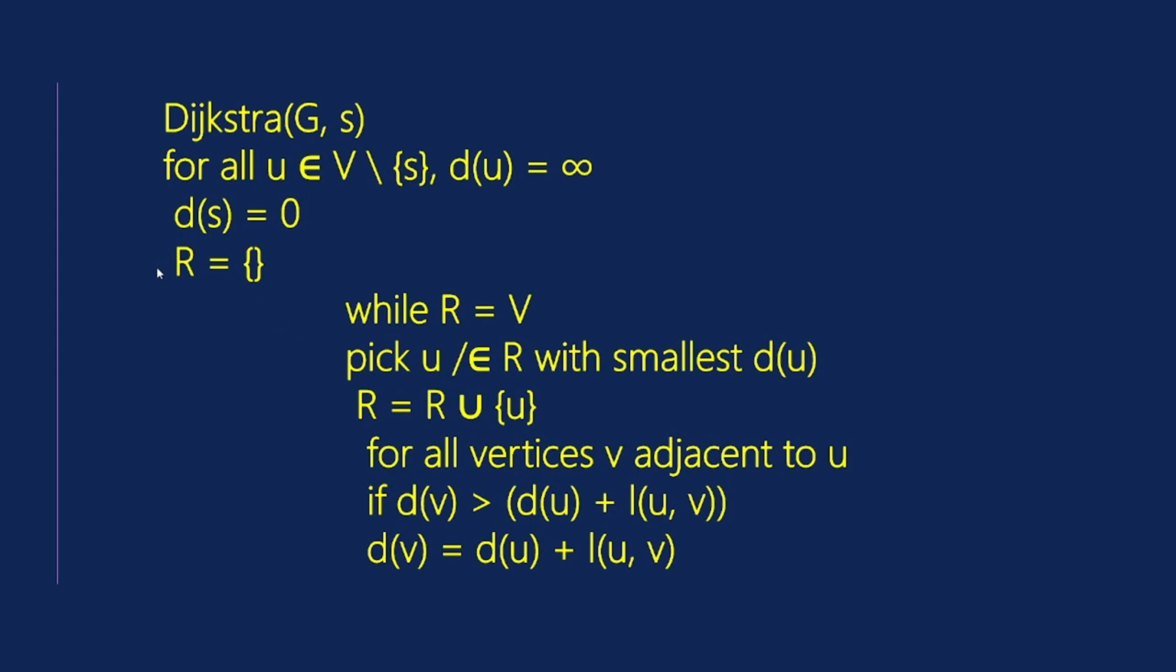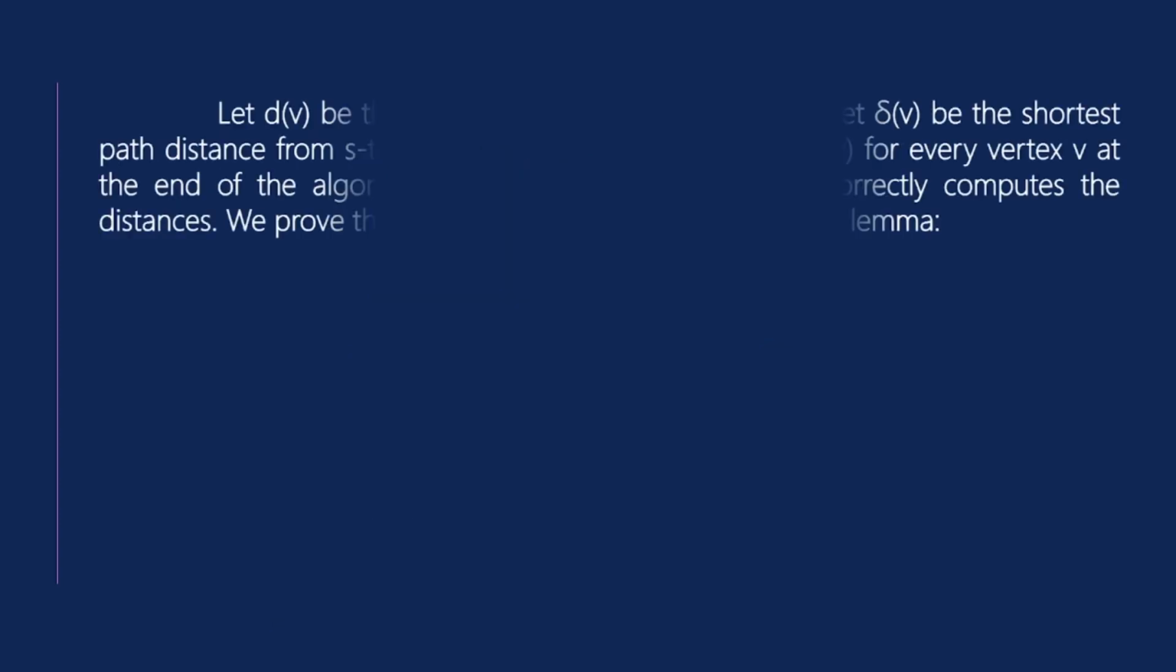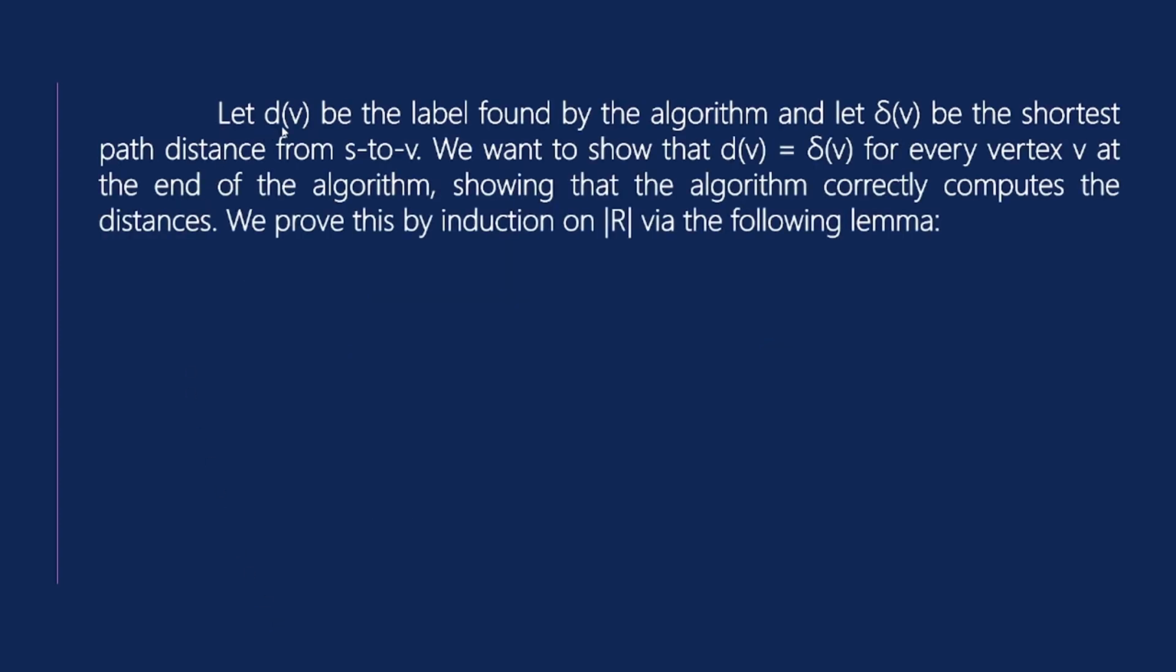The pseudocode for Dijkstra's algorithm is as follows. Let d of v be the label found by the algorithm, and let delta of v be the shortest path distance from s to v. We want to show that d of v equals delta of v for every vertex v at the end of the algorithm, showing that the algorithm correctly computes the distances.